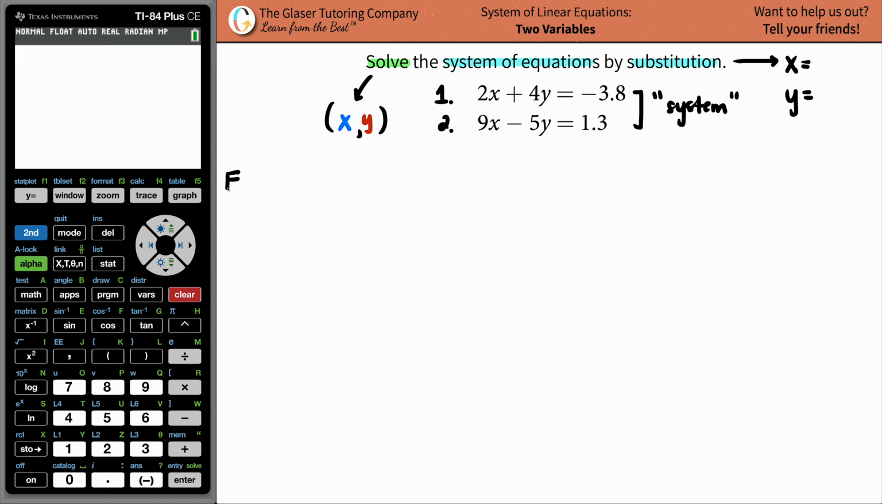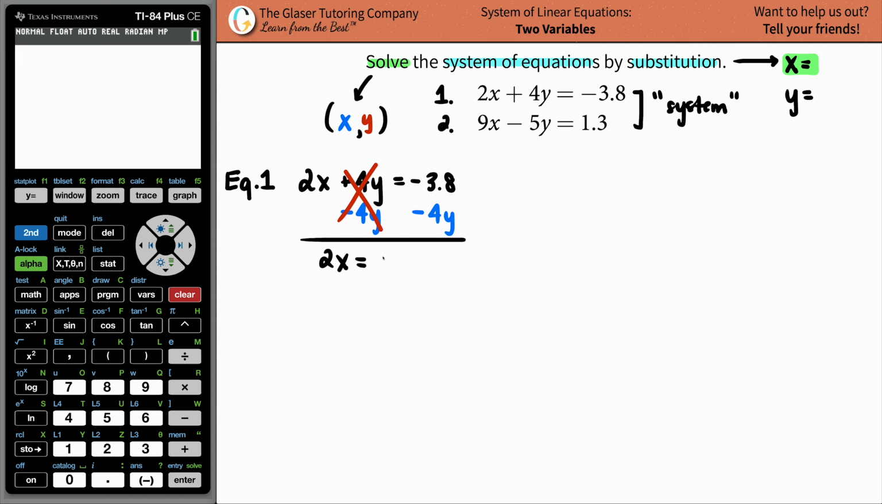So we're going to take equation 1 and solve for the lower of the two numbers. So this is the chosen one. If you wanted to, you could divide by 4, but I'm going for the x equals. So we're going to take the 2x plus the 4y equals negative 3.8, and I'm going to solve for x. If I want x by itself, I have to move the y's over. So I'll just subtract 4y on both sides. That gets rid of this guy, and now we have 2x equals negative 3.8 minus 4y.